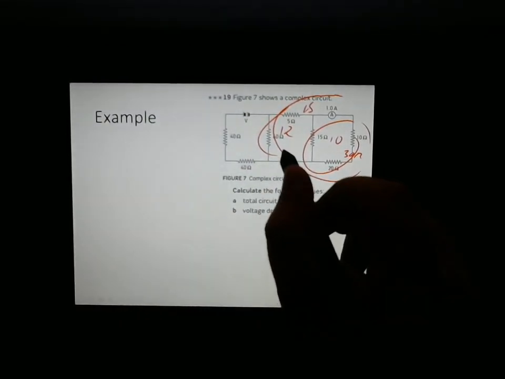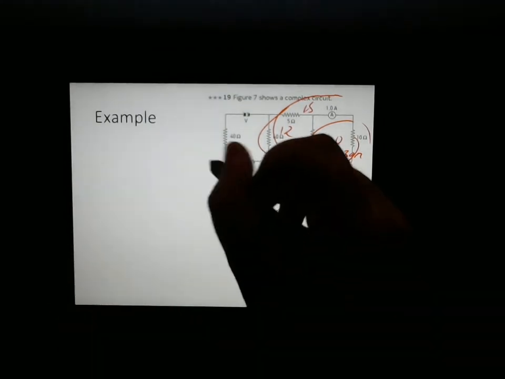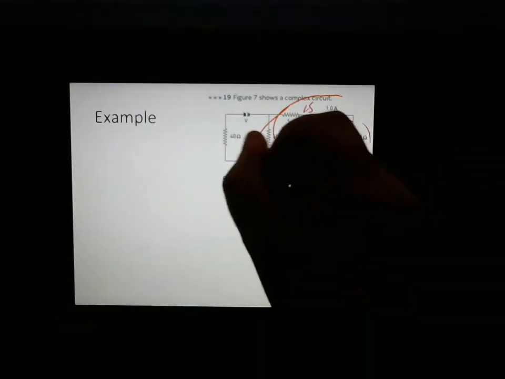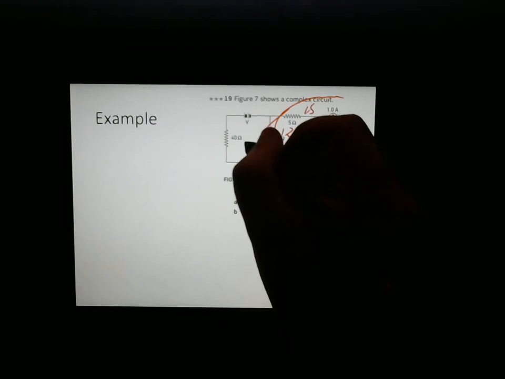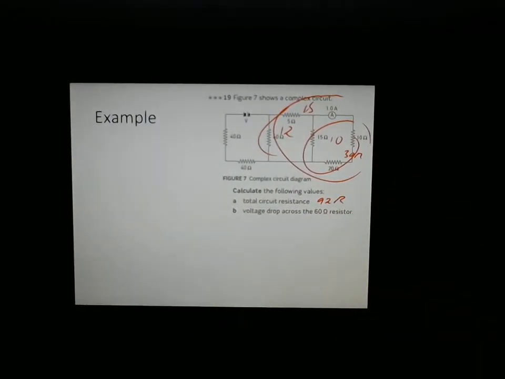And then this 12 was in sequence with these two, which is just add them together. 80, so 40 plus 40 is 80, plus 12. So the total resistance is 92 ohms. And this looks ugly, but all we did was apply the same thing 3 times.